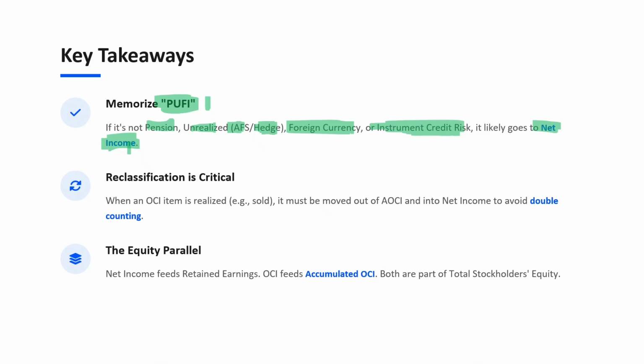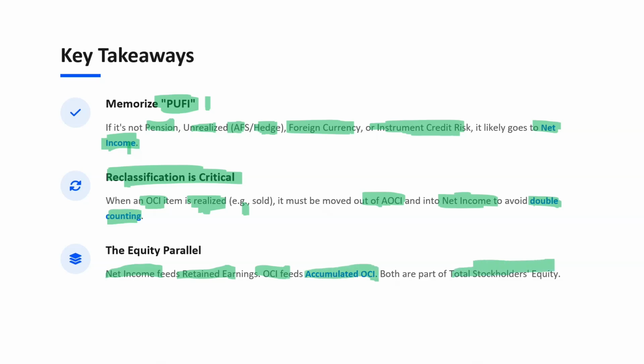The second thing, keep in mind, reclassification is critical. When you see an OCI item is realized, which you may see in the simulations, for example when it is sold, remember to move it out of OCI and into net income. Otherwise, we're going to have double counting. And the equity parallel, as I just explained: net income feeds the retained earnings, OCI feeds the accumulated OCI, and they are both part of the stockholders' equity.